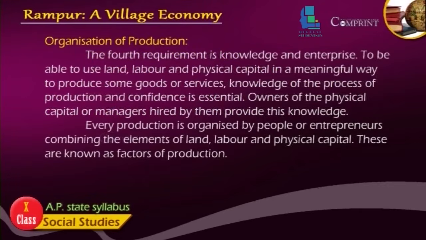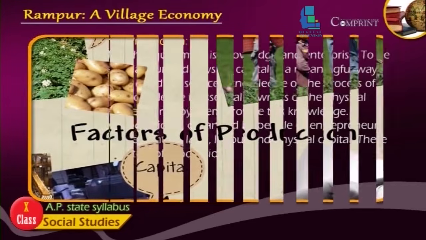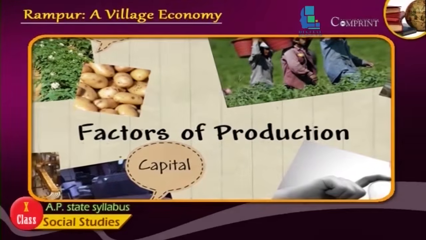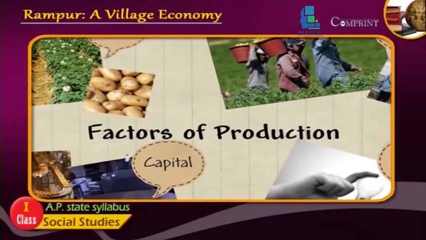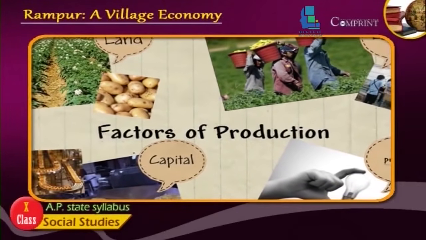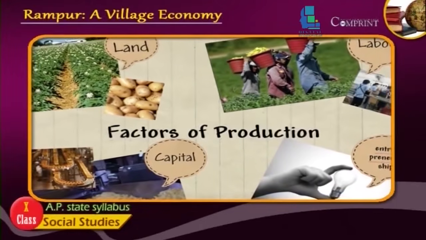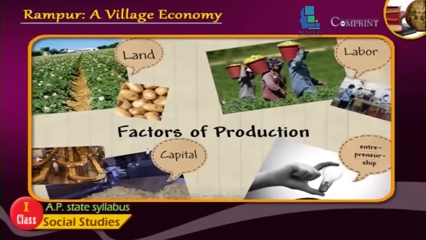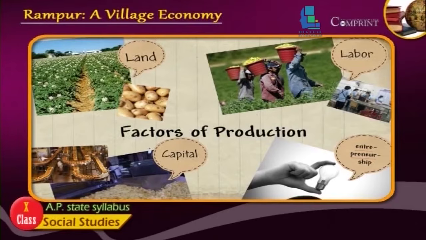The fourth requirement is knowledge and enterprise, to be able to use land, labor, and physical capital in a meaningful way to produce some goods and services. Every production is originated by people or entrepreneurs combining the elements of land, labor, and physical capital. These are known as factors of production.